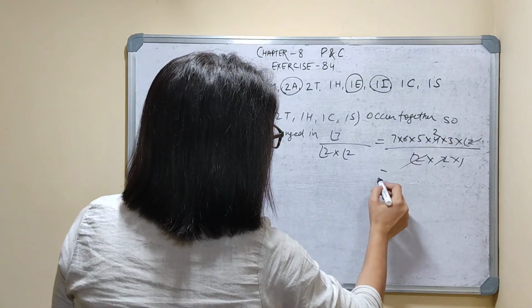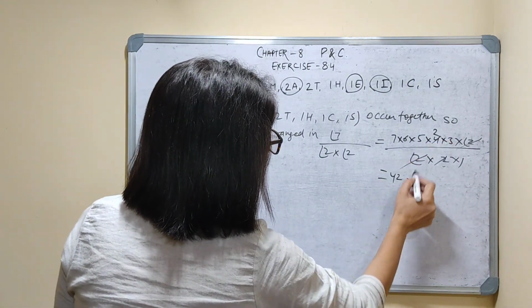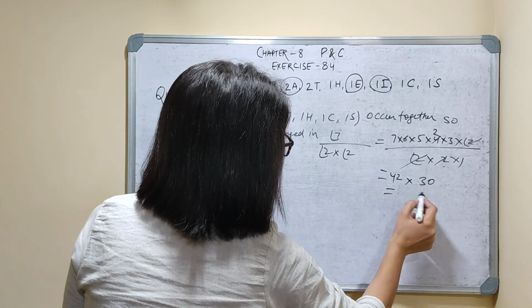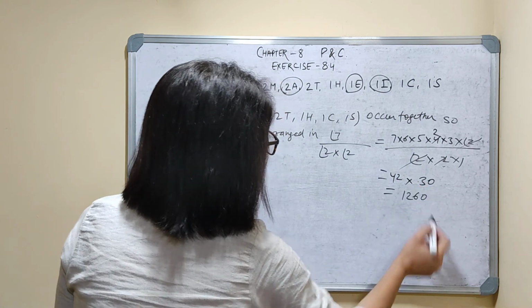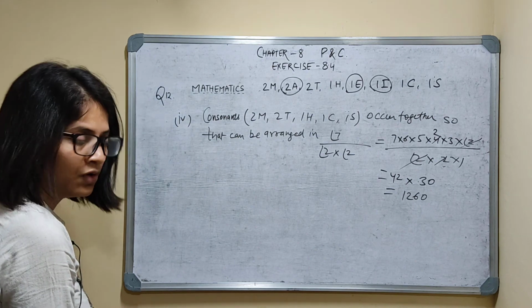This 2 2 is 4. 7 6 is 42. 5 2 is 10. 10 3 is 30. 1260 ways.